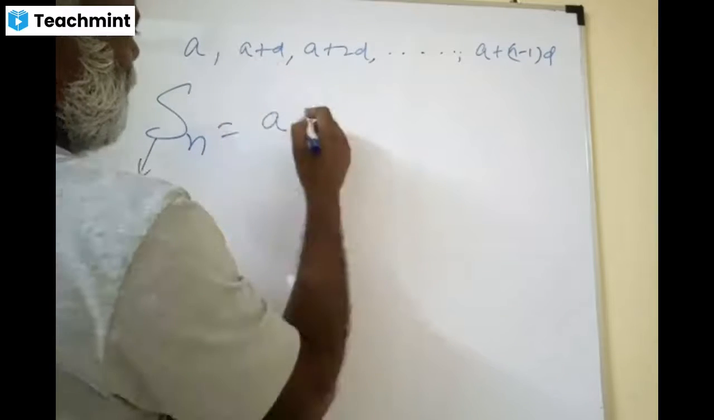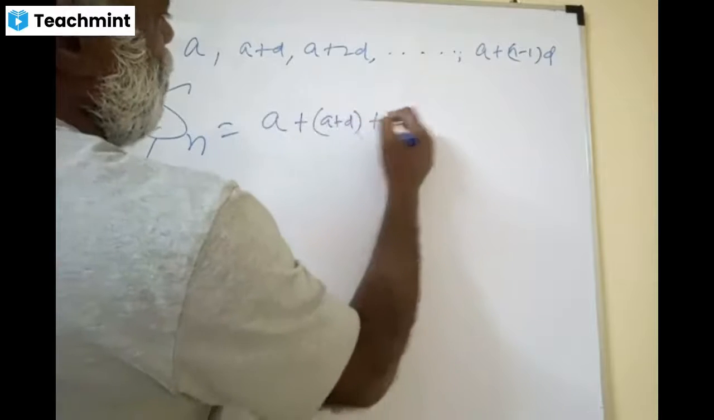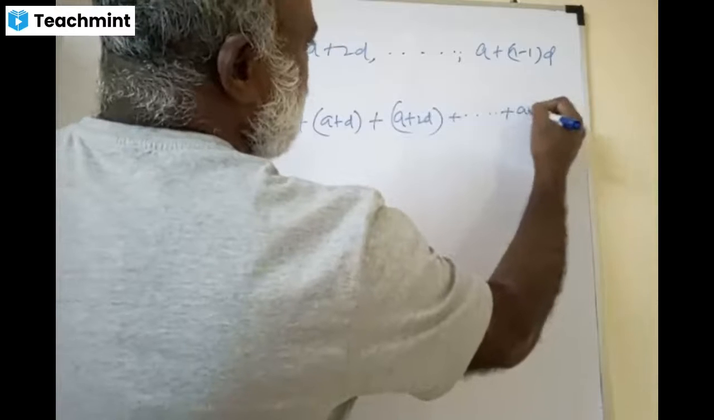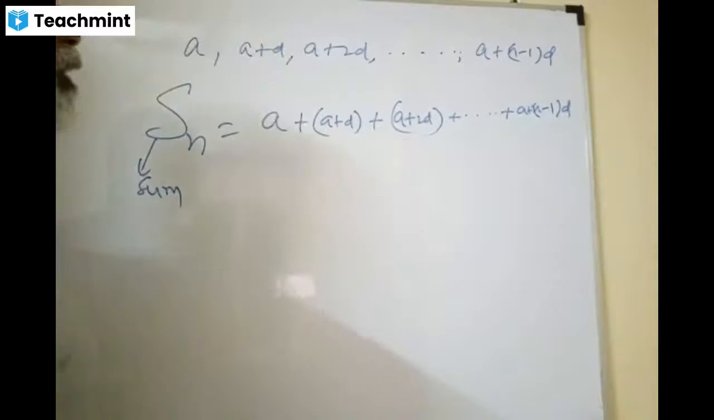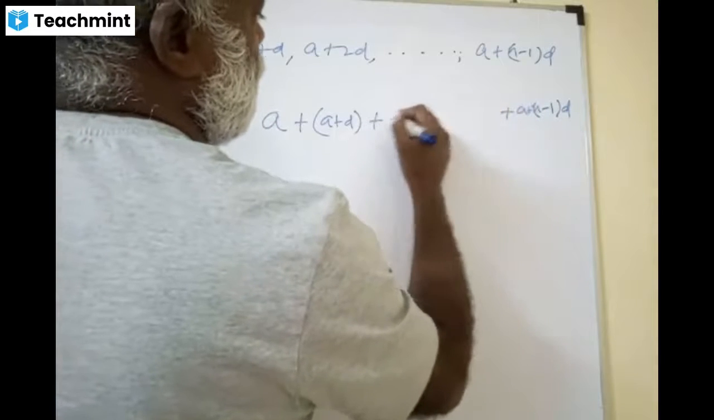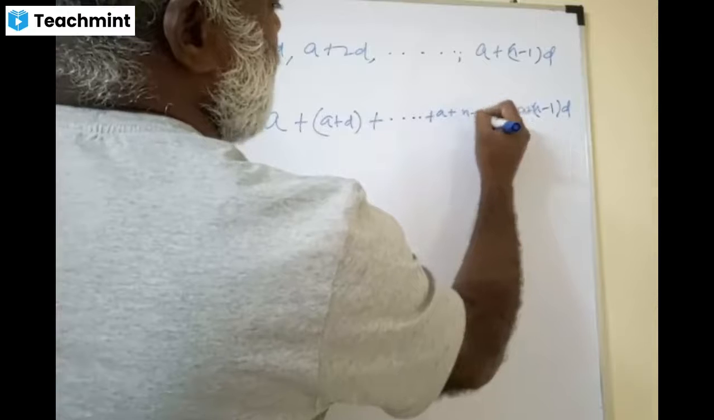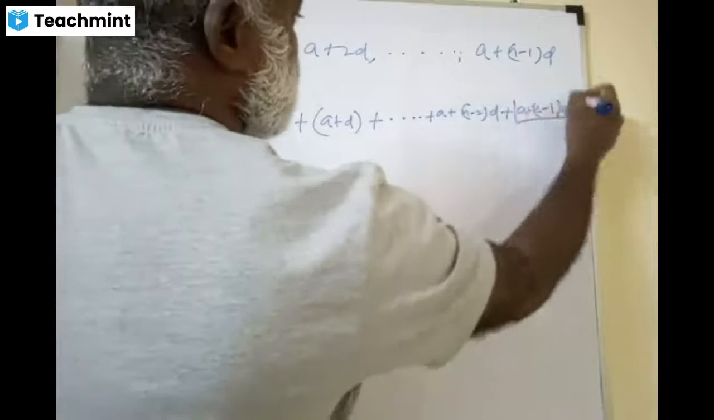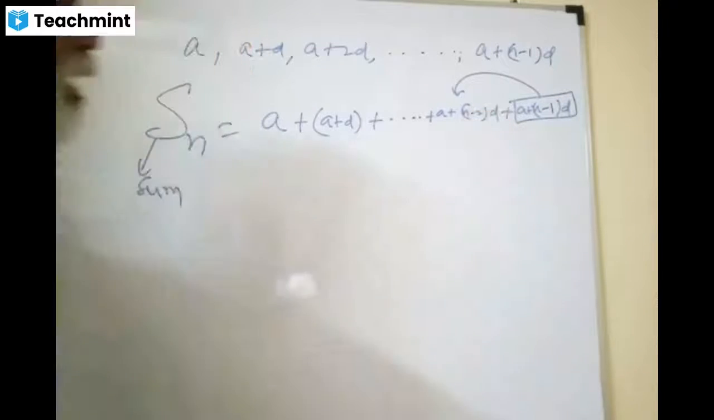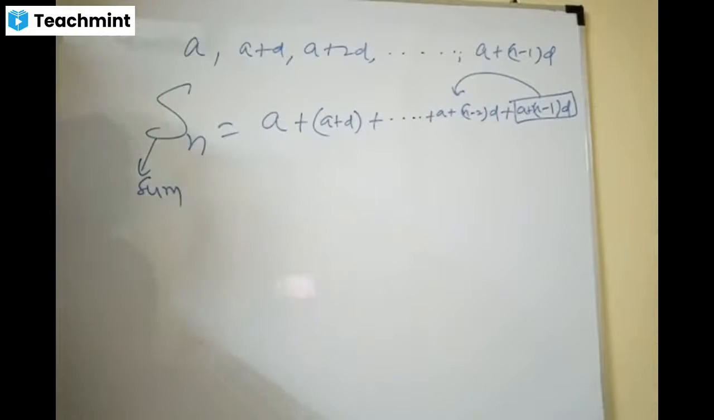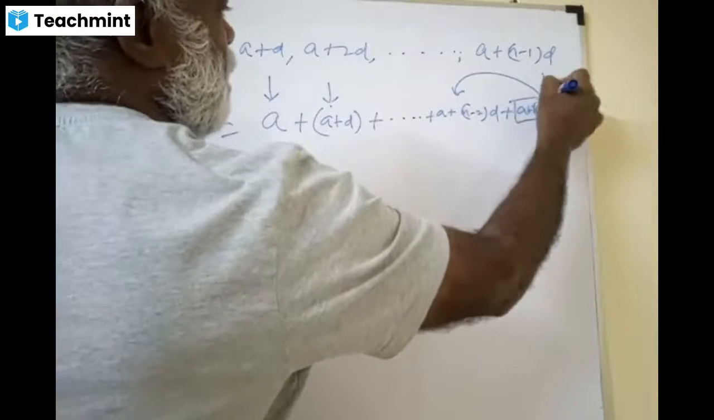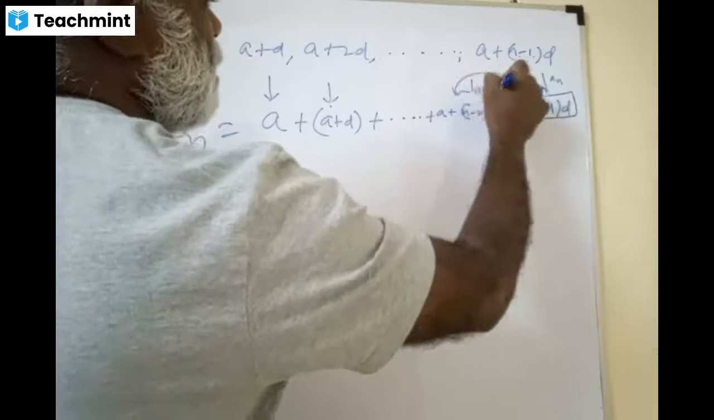a plus d plus a plus 2d, and so on, up to a plus n minus 1 into d. So what I do is take the first two terms and the last two terms. The last but one is a plus n minus 2 into d. Do you agree? Last before is n minus 1, then n minus 2. This is the first term, this is the second term, this is the nth term, and this is the n minus 1 term. Yes or no?